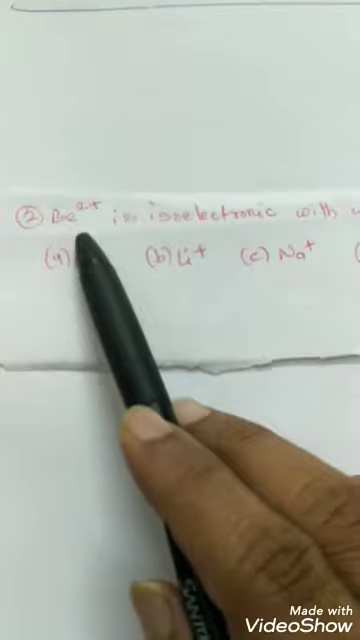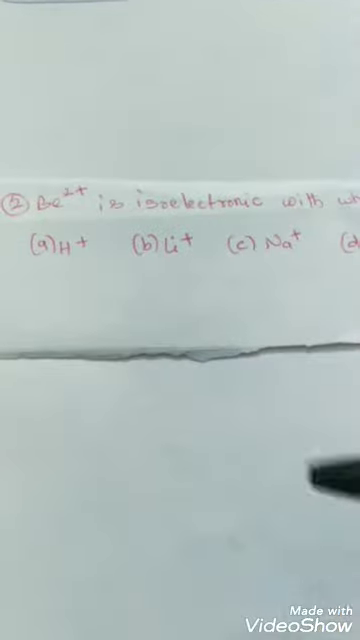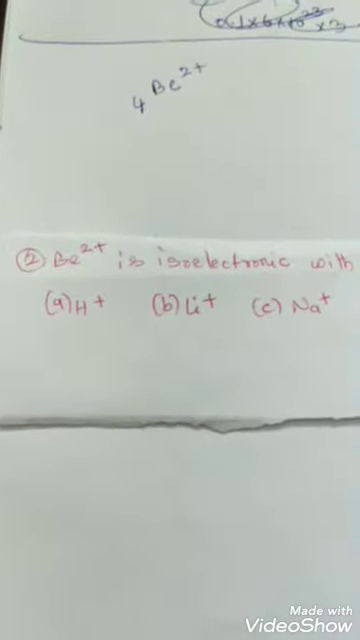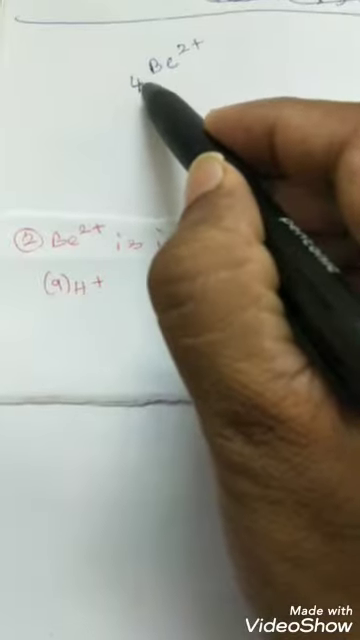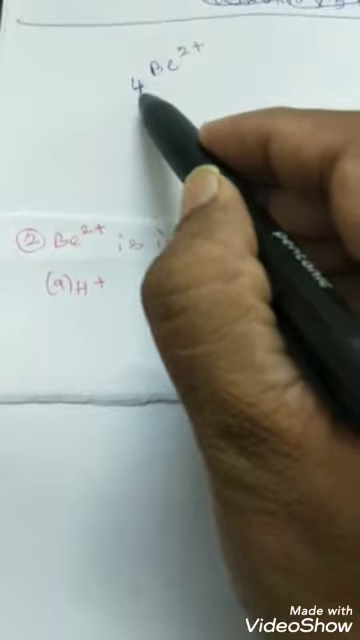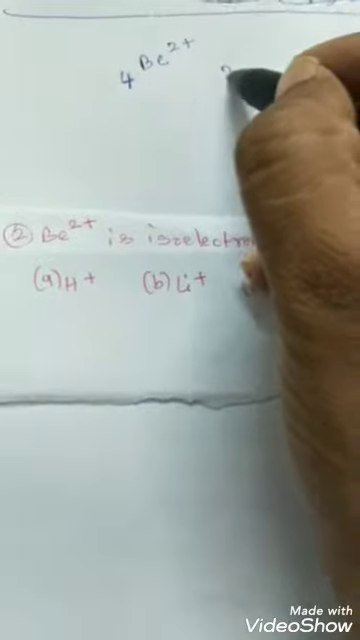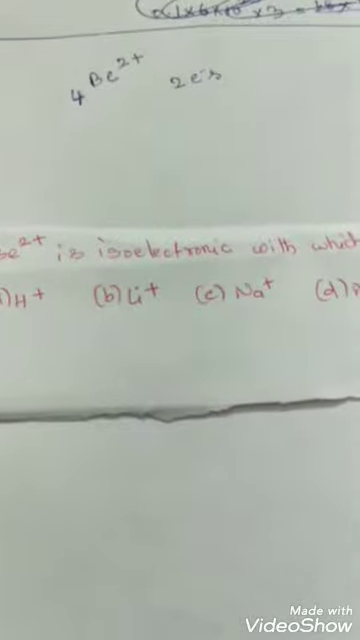First we have to check how many electrons are there in beryllium 2 plus. You know that the beryllium atomic number is 4. But beryllium here has plus 2, and plus 2 charge means it is losing 2 electrons. Atomic number 4 means it already has 4 electrons, and plus 2 means it loses 2. So now it has only 2 electrons. Beryllium 2 plus has 2 electrons.